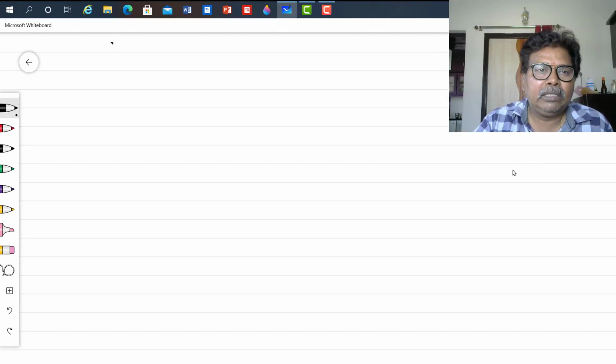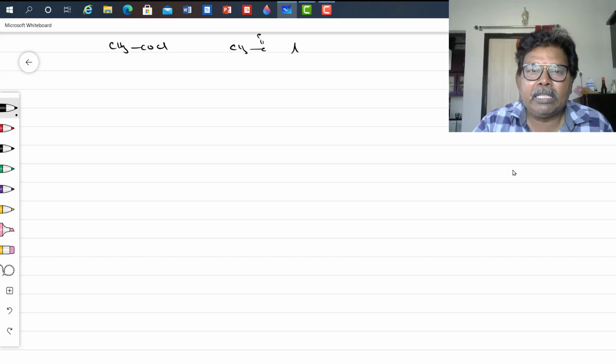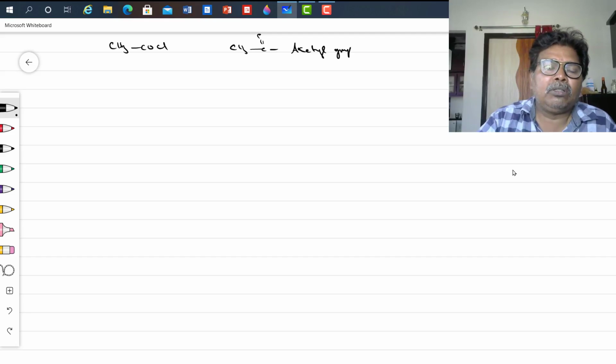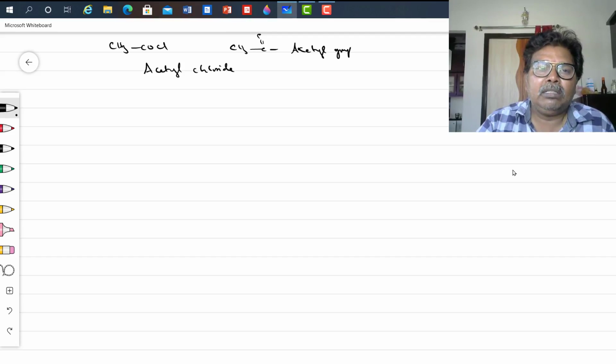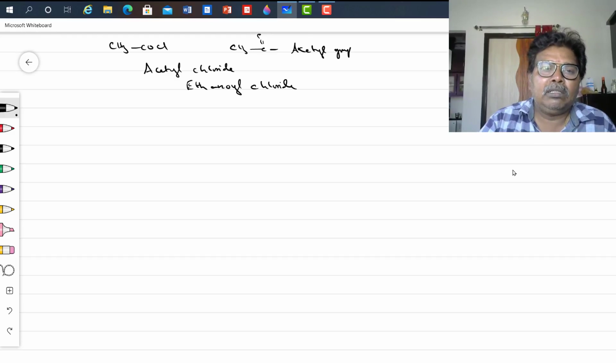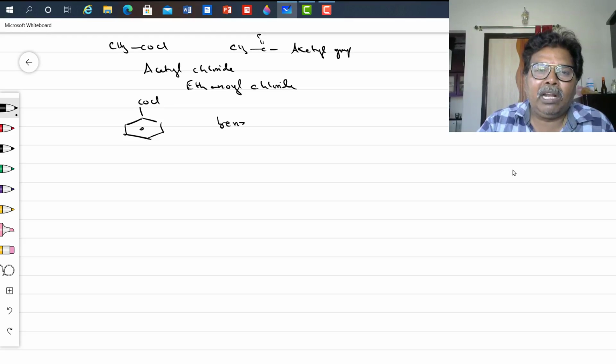So like this, CH3COCl, CH3C double bond O group. This is called the acetyl group. So therefore it is acetyl chloride. Ethanoyl chloride. Similarly, benzene COCl, benzoyl chloride. Right?